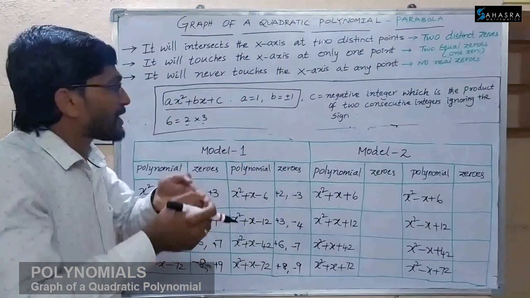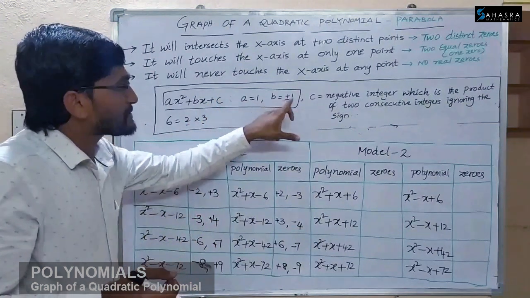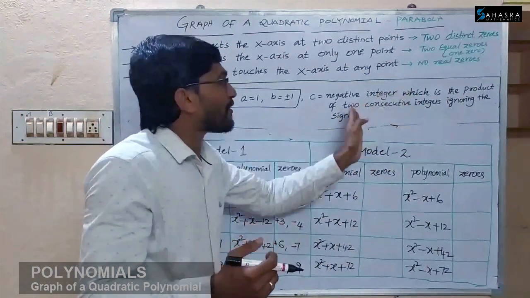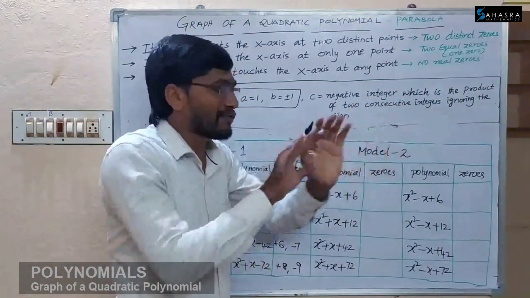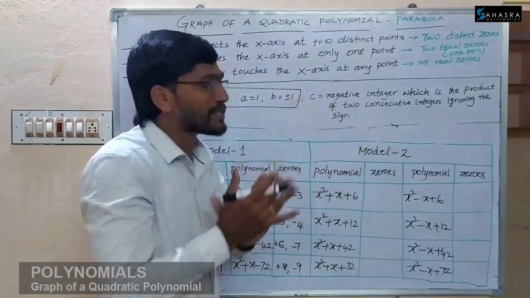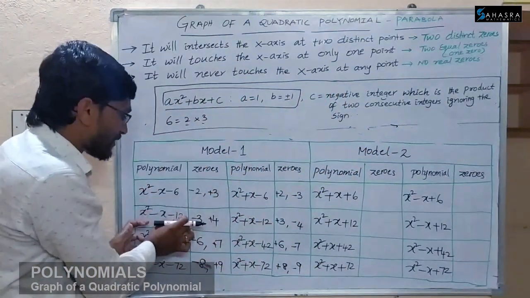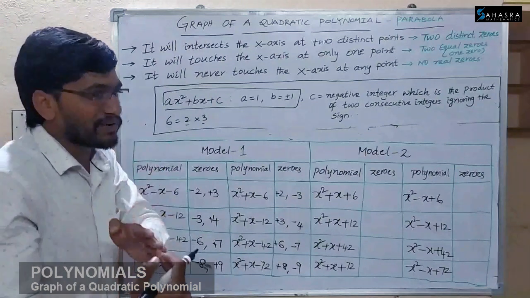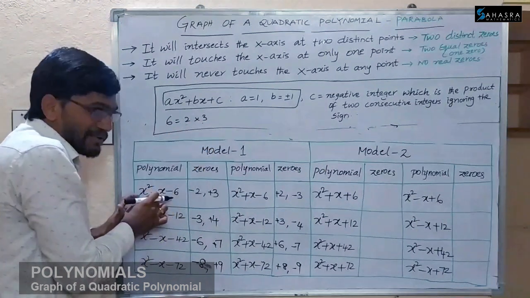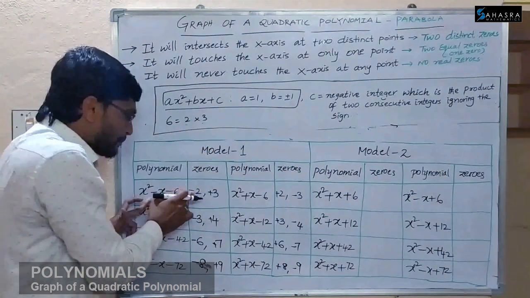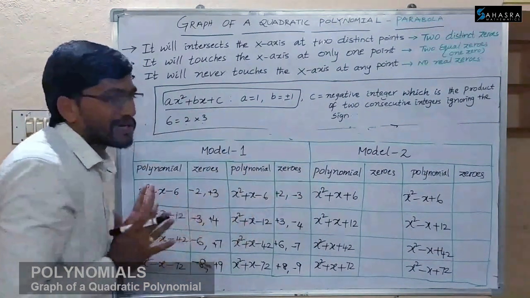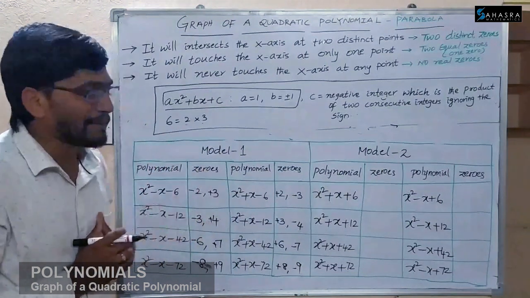If we consider a particular type, that is, if a is equal to 1, b is equal to plus or minus 1, c is equal to a negative integer which is the product of two consecutive integers, ignoring the sign, then that number can be written as a product of two consecutive integers, like 6 can be written as 2 into 3, 12 can be written as 3 into 4. So what are the actual zeros? It is very simple. First write 6 as 2 into 3. Whatever the sign we have for x, that sign keep for the smaller number. The opposite sign for the larger number. Like that, these are the zeros of this particular type of quadratic polynomials.